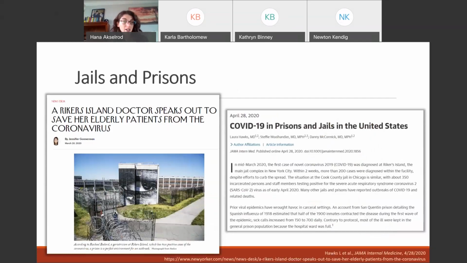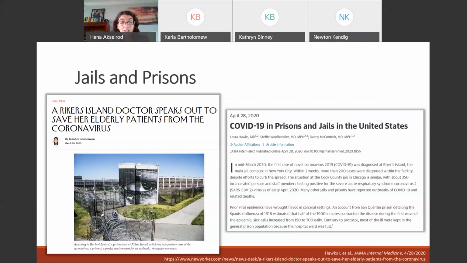So, speaking of New York, this was an interview in the New Yorker with a former classmate of mine, Rachel Bedard, who is a geriatrician who works on Rikers Island, the city jail of New York City. And in March, she was advocating for getting patients released to reduce the likelihood of infection spreading through the jail and of people coming to fatal outcomes from it.